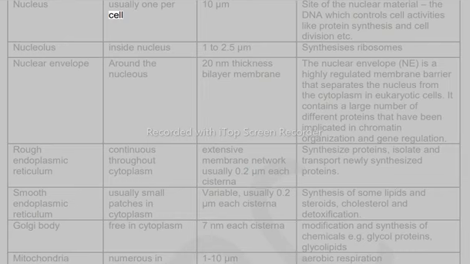Nucleus, usually 1 per cell, 10 µm, site of the nuclear material, the DNA, which controls cell activities like protein synthesis and cell division. Nucleolus, inside nucleus, 1 to 2.5 µm, synthesizes ribosomes. Nuclear envelope, around the nucleus, 20 nanometers thick, bilayer membrane. The nuclear envelope, NE, is a highly regulated membrane barrier that separates the nucleus from the cytoplasm in eukaryotic cells. It contains a large number of different proteins that have been implicated in chromatin organization and gene regulation.